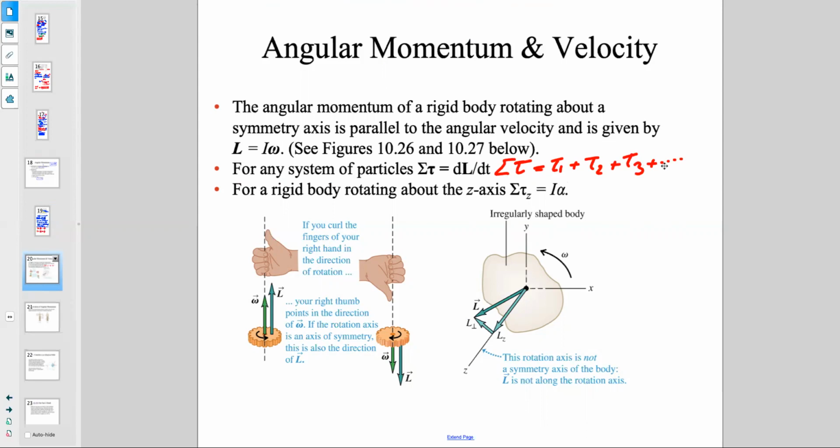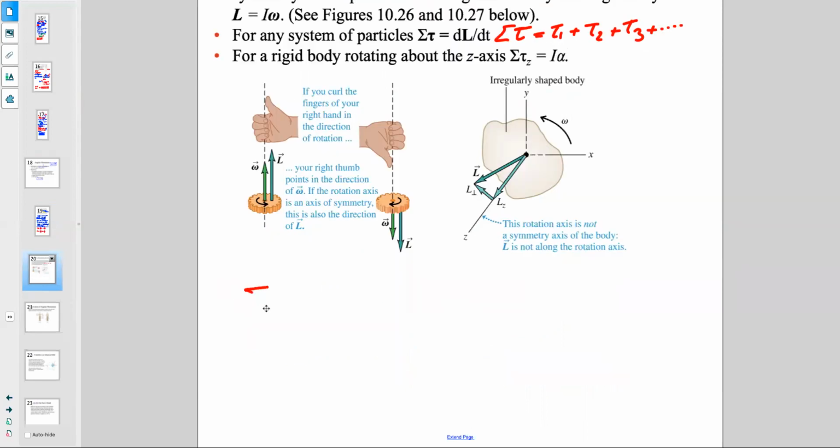So for a rigid body rotating about the z-axis, we have that. This also comes from the analogy we had with linear motion, that sigma tau is I alpha. If you remember, sigma F was ma, Newton's second law. We talked about it a couple of slides back. So let's take a look at this one.